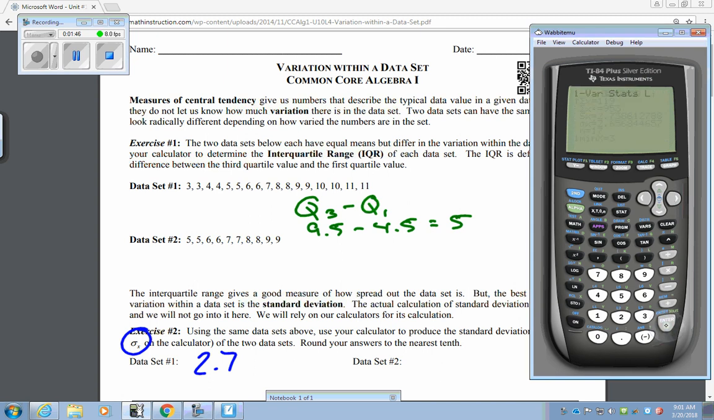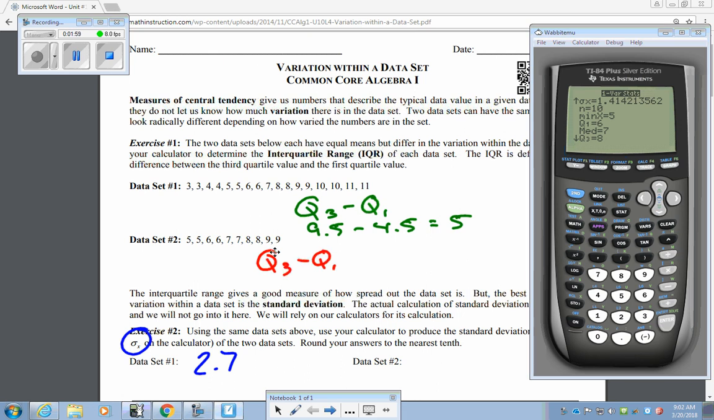I'm going to calculate. Right now, for the quartiles, quartile 3 minus quartile 1 for the interquartile range, we have 8 minus 6, which ends up equaling 2. And then for our standard deviation, which you can see up here at the top of the screen, rounding to the nearest tenth gives us 1.4.